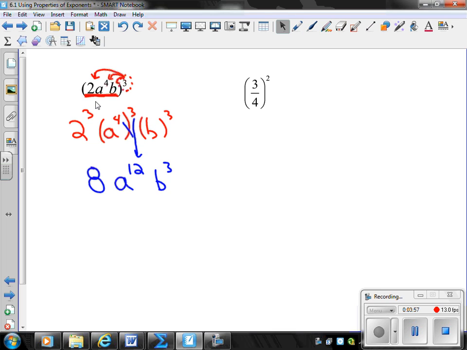Similarly, I can distribute the exponent across division as well. So I can say that this is 3 to the 2 over 4 to the 2, or in other words, 9 over 16.